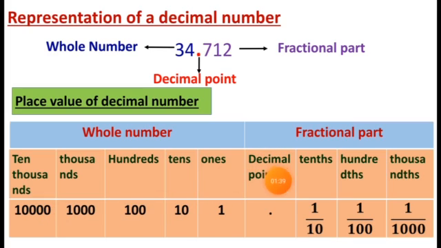In the same way, when we move to the right side of the decimal point to represent the fractional part or the decimal digits, the place values are tenths, hundredths, thousandths. The values are 1 upon 10, 1 upon 100 and 1 upon 1000. Fine.